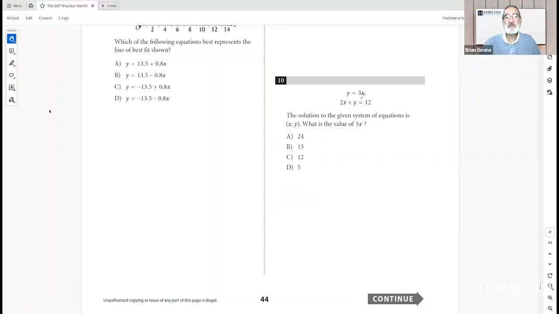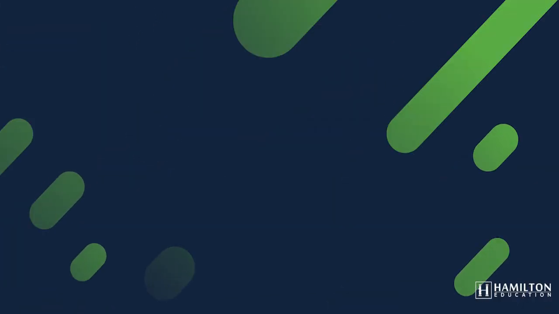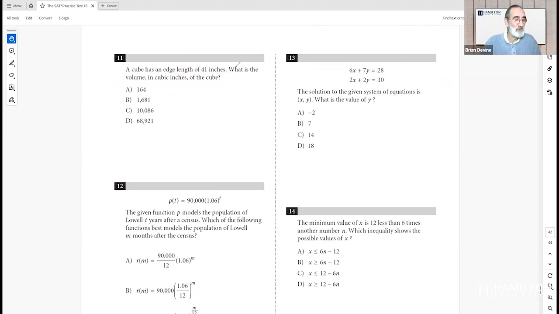Question 10. y equals 3x, 2x plus y equals 12. The solution to the given system of equations is (x, y). What's the value of 5x? Well, if y equals 3x, if I put that in for y, I get 2x plus 3x equals 12, which is 5x equals 12. So 5x equals 12. See.